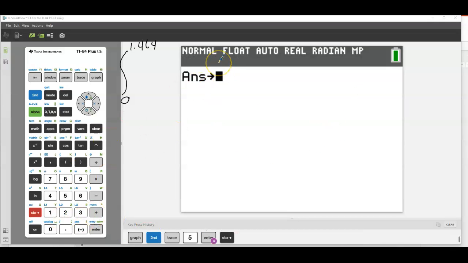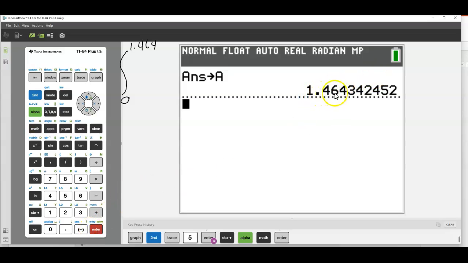I had to do that a few times for it to work out right, but after you get your answer, you just push enter, and then you push store, and it should take you back to the home screen where it says answer with an arrow. And I'm just going to store that as a letter. I'll call it A. So I'm going to push alpha, and then click the A here, and then enter. So now A is 1.464. So my calculator stored the exact value. That way, if I want to use this number, I can just type A in instead of my rounded number, and it will give me an exact answer.